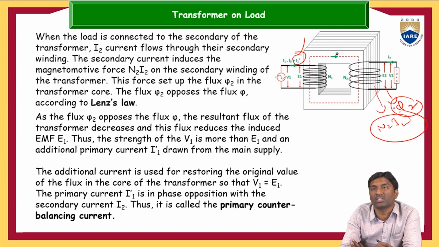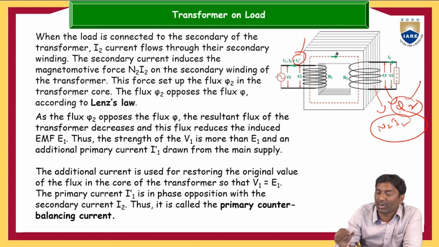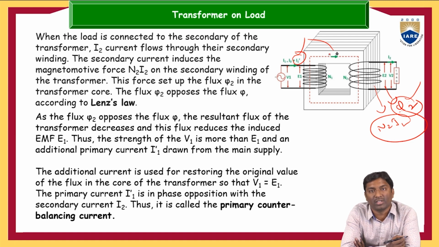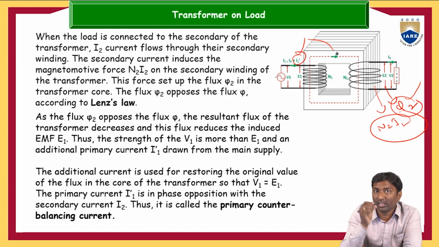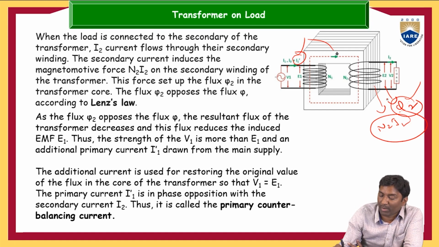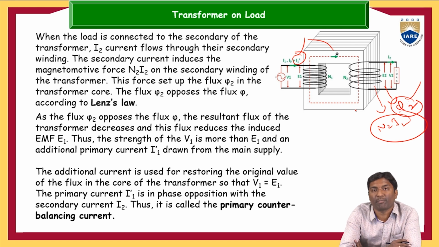Due to this magnetomotive force, we are getting the flux phi 2. This flux phi 2 opposes the main flux, so the main flux will be reduced. Then automatically the induced EMF will be reduced. Then V1 will be more. Then this secondary current also flows to the primary winding.